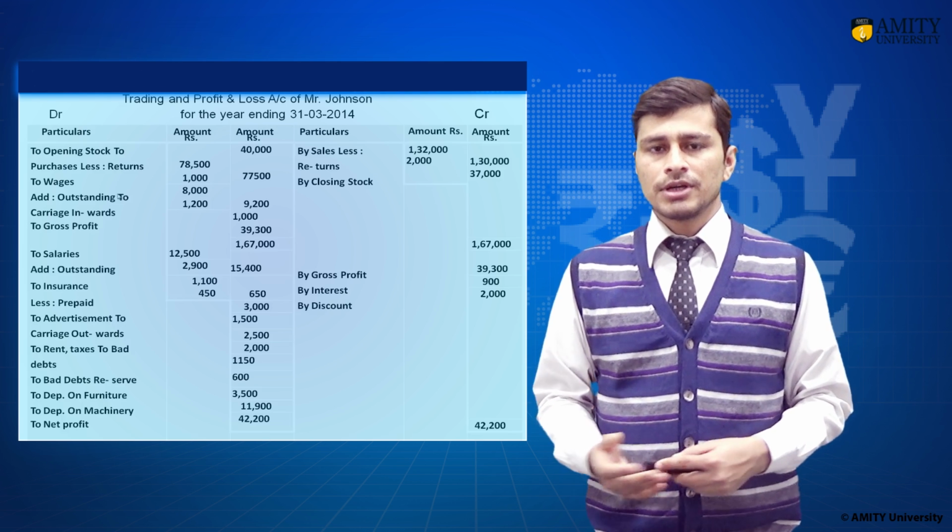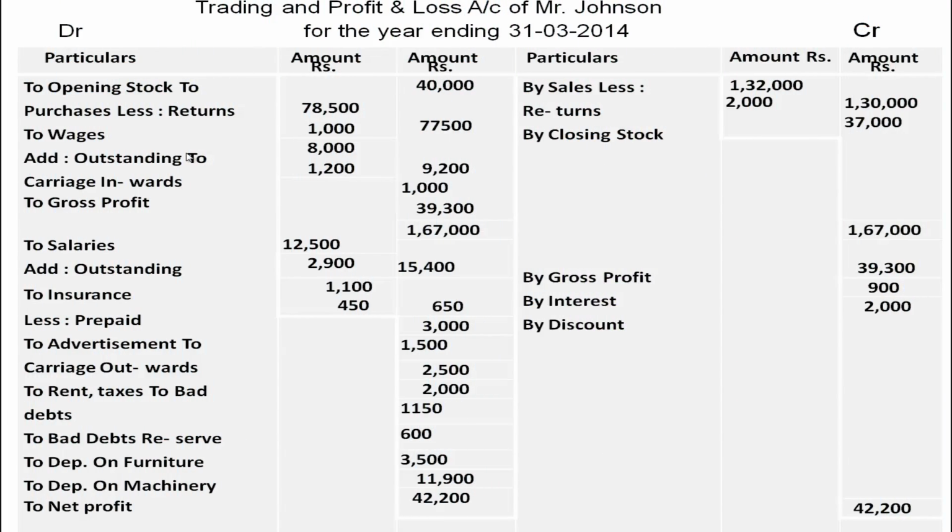We have to transfer that amount to the profit and loss account to prepare the profit and loss and get the net profit. So we transfer to the credit side. So the gross profit of 39,300 is transferred to the credit side of the profit and loss account. Now we have to write down all expenses related to admin, office, and sales and distribution in the profit and loss account, and then finally we will get the net profit.